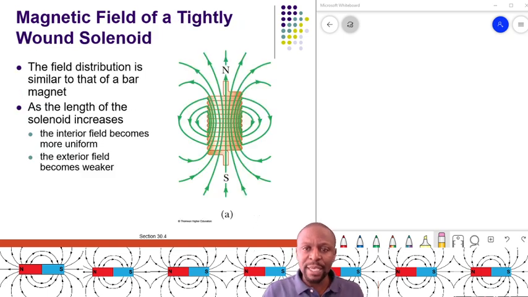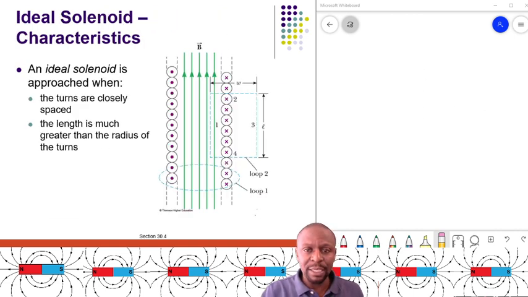Now, the field distribution of the solenoid is similar to that of a bar magnet, just like we have a north and also a south pole there. As the length of the solenoid increases, the interior field becomes more uniform. It becomes more uniform, and the exterior field becomes a little bit weaker. This is what you are going to see when you increase the length of the solenoid.